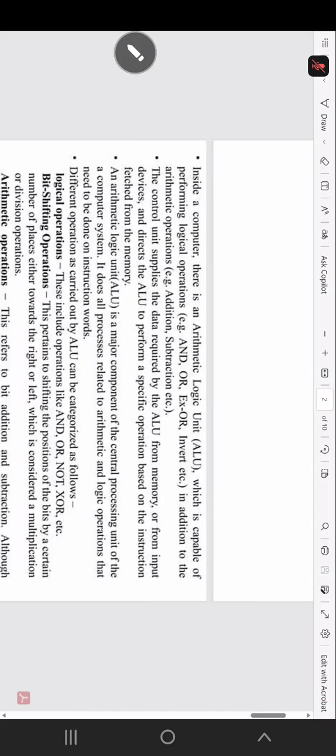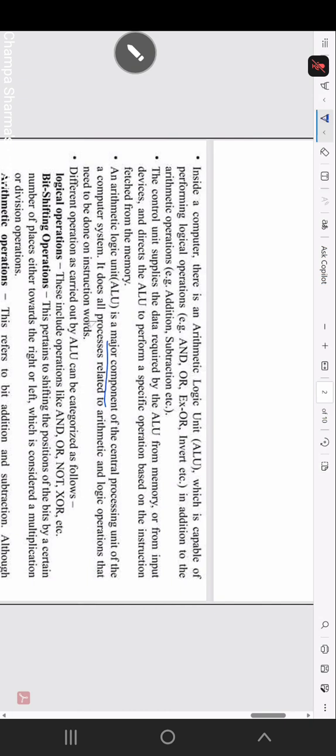The control unit supplies the data required by the ALU from memory or from input devices and directs the ALU to perform a specific operation based on the instruction fetched from the memory. So an arithmetic logic unit is a major component of the central processing unit. It does all processes related to arithmetic and logic operations that need to be done on the instruction word.